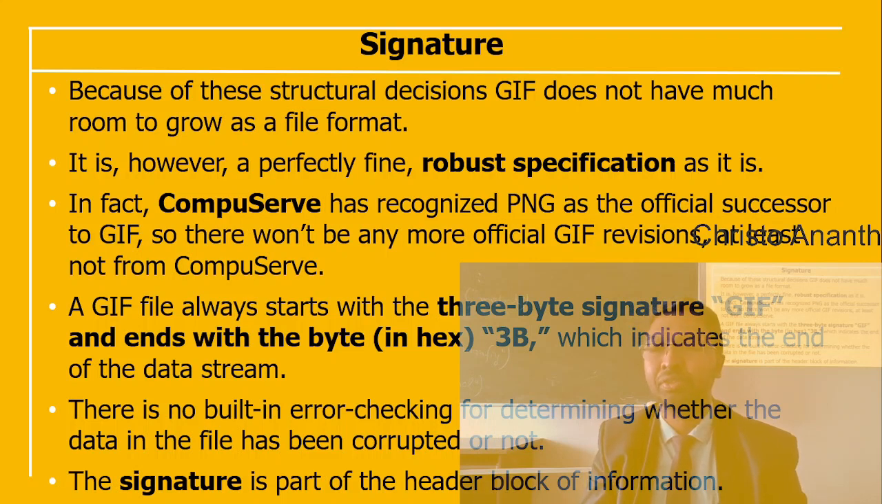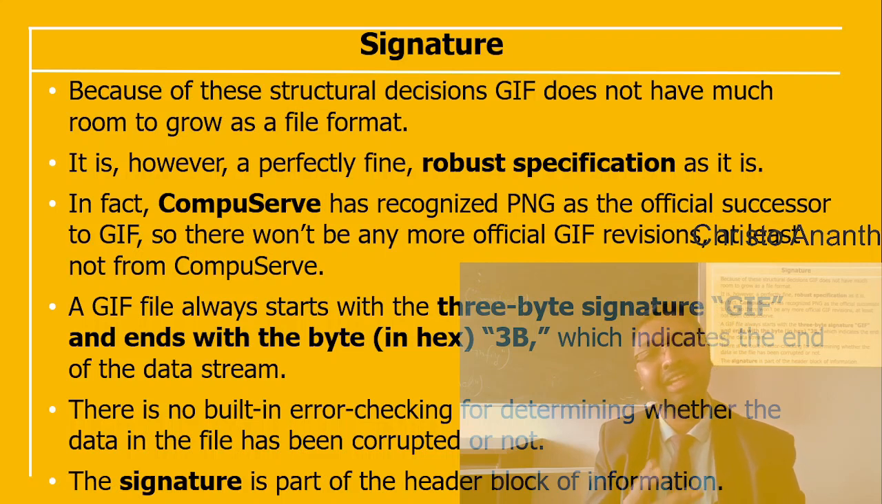But definitely it is fine. It is a reliable, very robust specification. Even Composer has recognized PNG as the official successor to GIF, so there will not be any more official GIF revisions. A GIF file always starts with a 3-byte signature, GIF, and ends with the hexadecimal byte 3B, which indicates the end of the data stream.